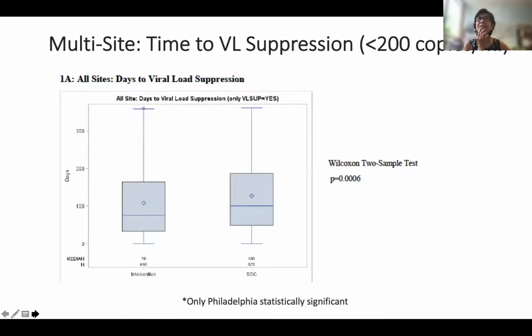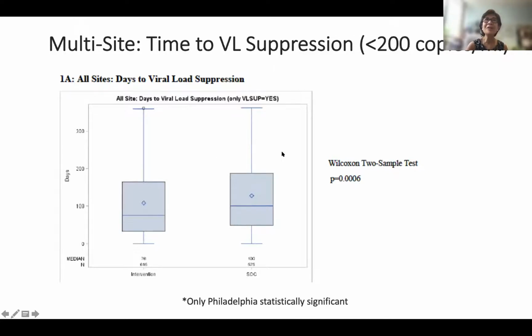Then if you look at time to viral load suppression, even though as a group the DIS did not outperform in terms of viral load suppression at 12 and 18 months, the time to viral load suppression between the 2 groups did differ. And that was statistically significant. So for all the sites, the DIS group, the intervention group, the median time to viral suppression was 78 days versus 100 days for the standard of care. And again, for Philadelphia, when you look at their site specific, they were very statistically significant. This was statistically significant because of Philadelphia, to be honest.